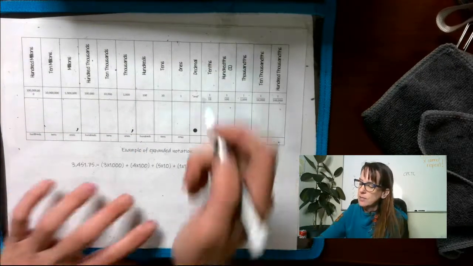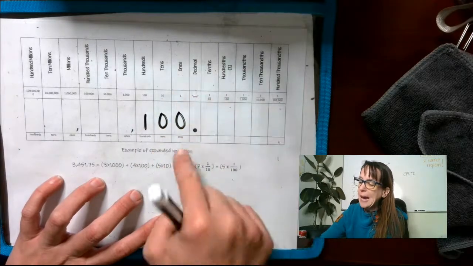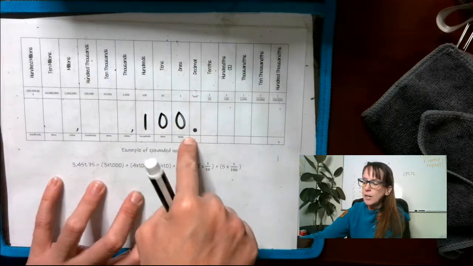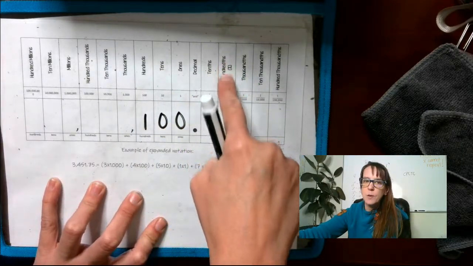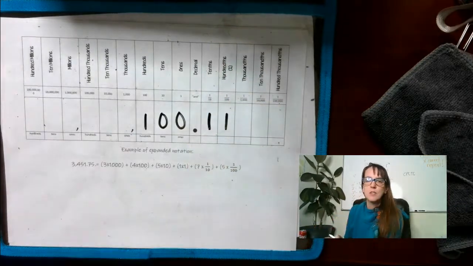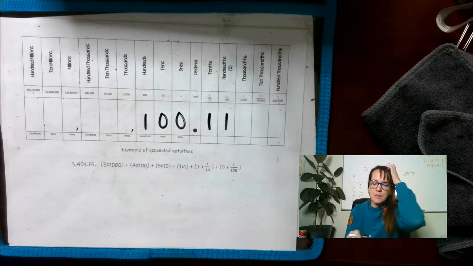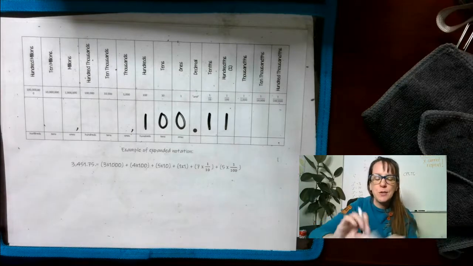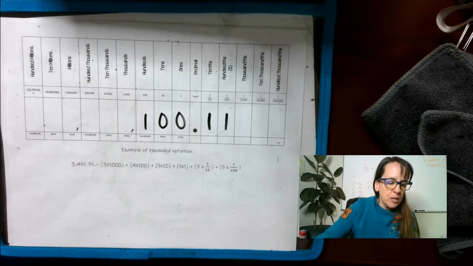111 hundredths. Well, here's our hundredths spot here, so I need 11 to end there. So I'm going to do it like this. So that would be 111 hundredths. Okay, so now we're on to the practice problems.